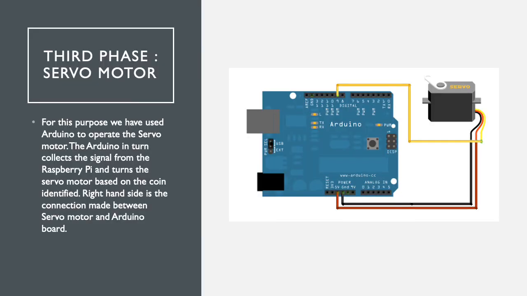So the third phase of my project is the servo motor and the coin sorting mechanism. For this purpose, I have used Arduino to operate the servo motor. The Arduino in turn collects the signal from the Raspberry Pi and then turns the servo motor based on the coin identifier. So on the right hand side, as you can see, is the connection that has to be established between the servo motor and the Arduino. And it is pretty easy. There are only 3 connections that have to be made.